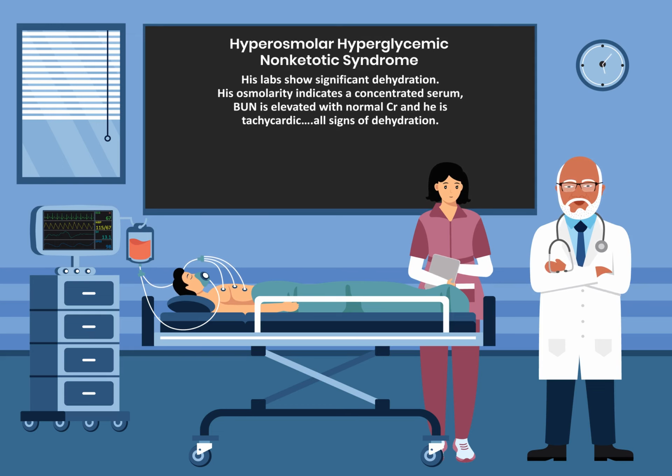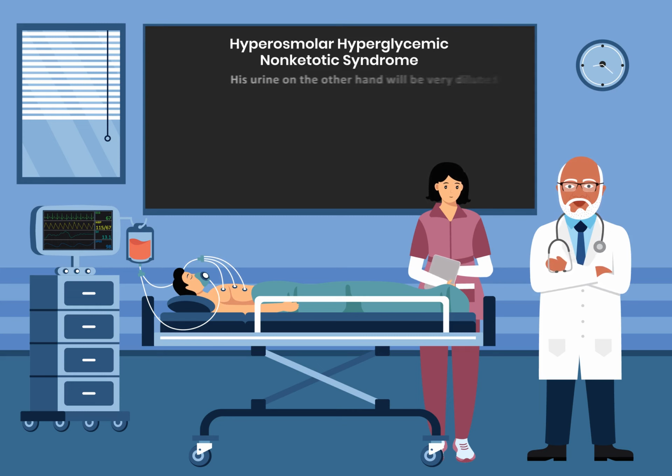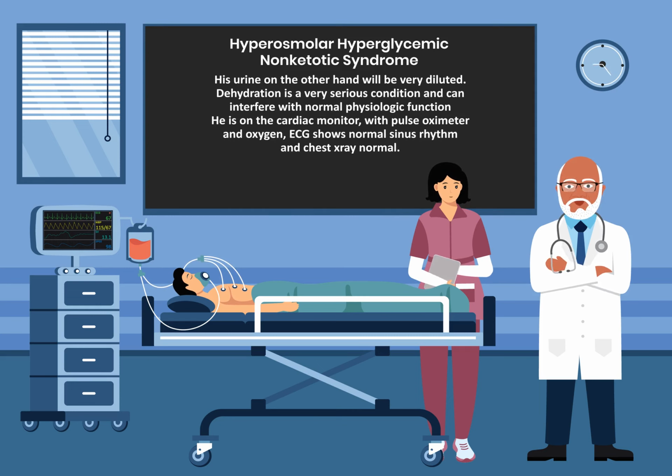His labs showed significant dehydration. His osmolarity indicates a concentrated serum. BUN is elevated with normal creatinine and he is tachycardic. All signs of dehydration. His urine, on the other hand, will be very diluted. Dehydration is a very serious condition and can interfere with normal physiologic function.